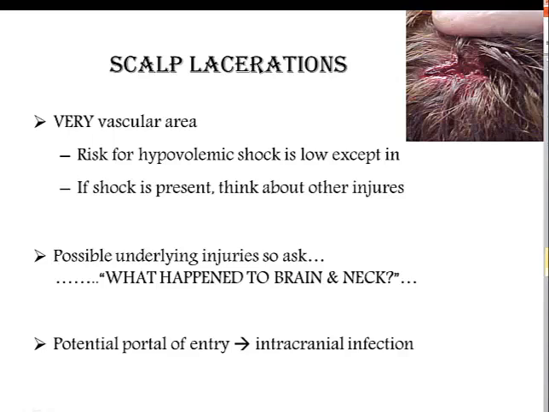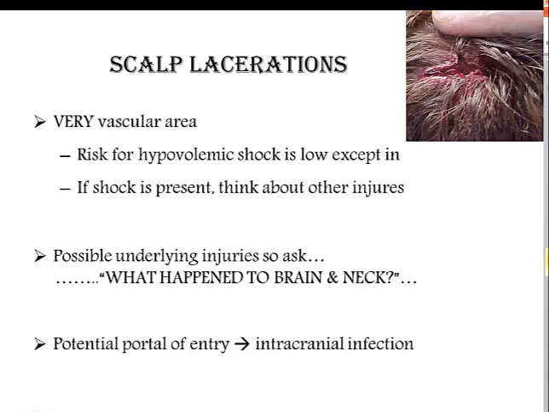If shock is present, you gotta think of other possible injuries. So with shock, an elevated heart rate and a low blood pressure will be evident. Keep in mind that a person can bleed 6 liters into the thorax and pelvis, but not in the brain. If increased bleeding in the head occurs, the person is going to pass out. Well, I mentioned possible underlying injuries depending on the mechanism of injury that may occur. So we have to ask, what happened to the brain and neck? And always think of the neck when there is a head injury. The extent of the injury should be determined with diagnostics and good clinical evaluation.